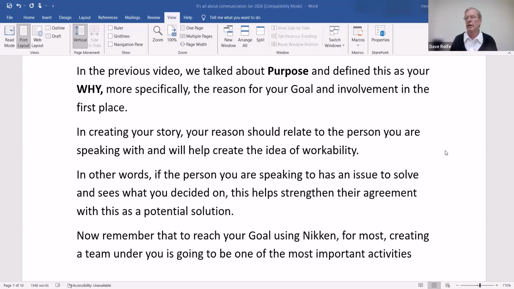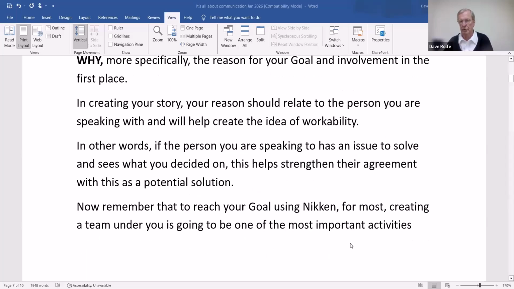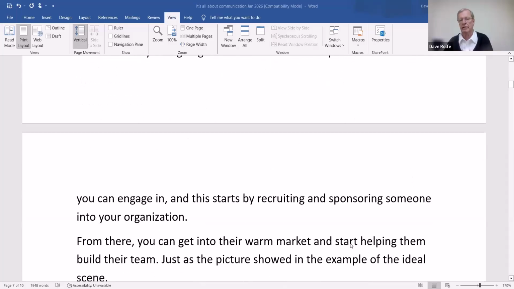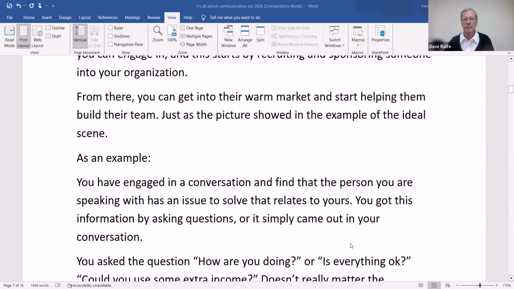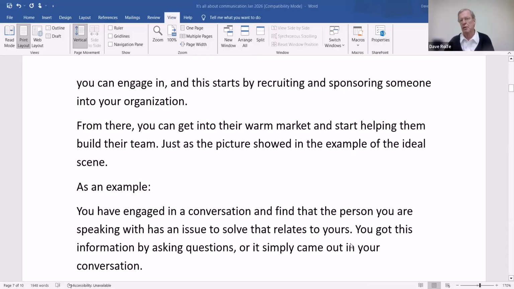Howard was the second guy I brought into the business. I'm going to talk about him later and I'll show you that. Anyway, now remember that to reach your goal using Nikan for the most part, creating a team under you is going to be one of the most important activities you engage in. And this starts by recruiting and sponsoring somebody into your organization.